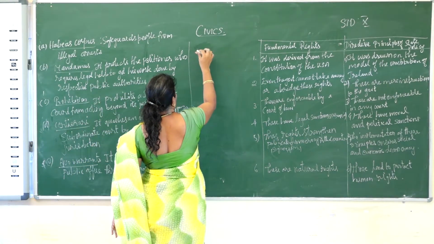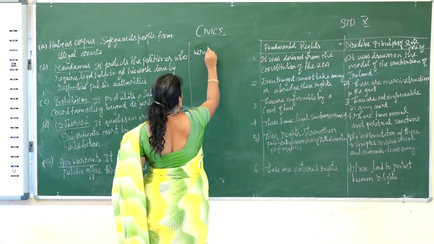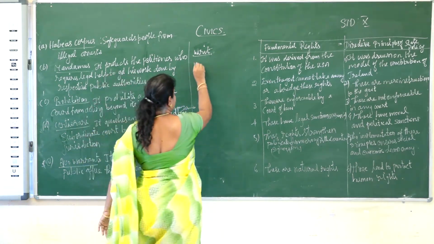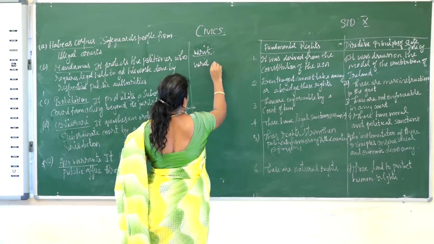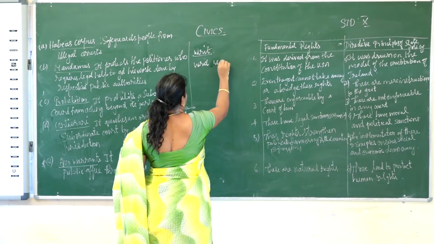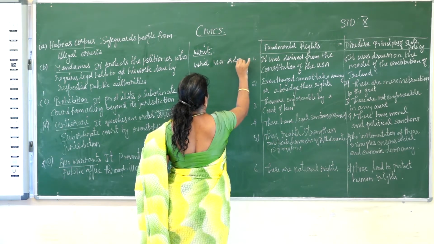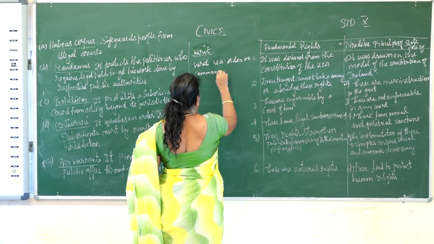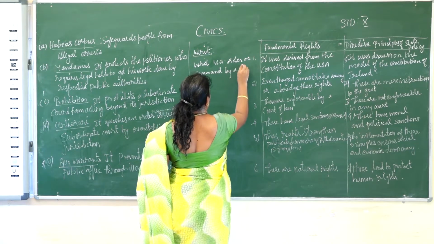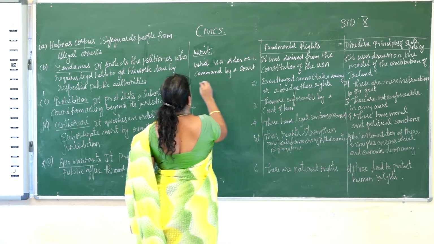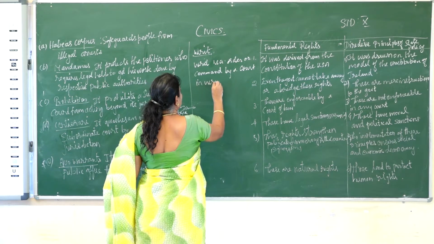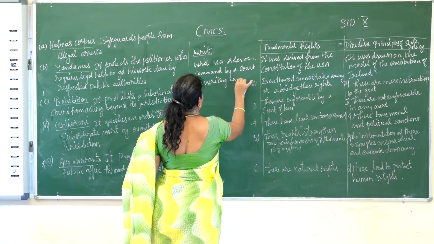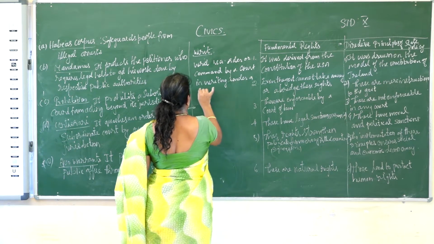Writ. What is a writ? A writ is an order or command by a court in writing, under a seal.